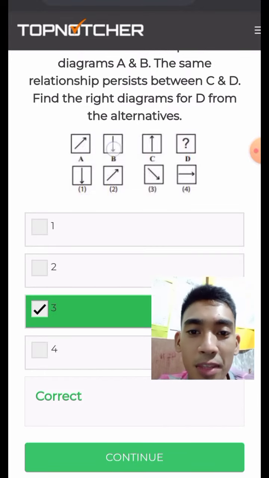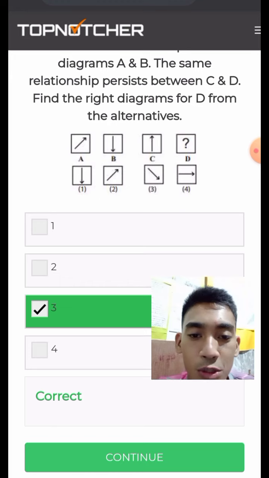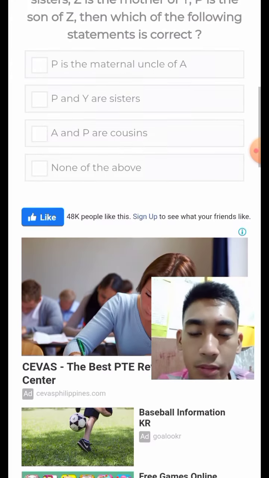Because if B is pointing down, therefore A will be pointing upright. If C is pointing up, therefore it could be pointing down. Not 1, not 2, and not 4, so 3. Continue.